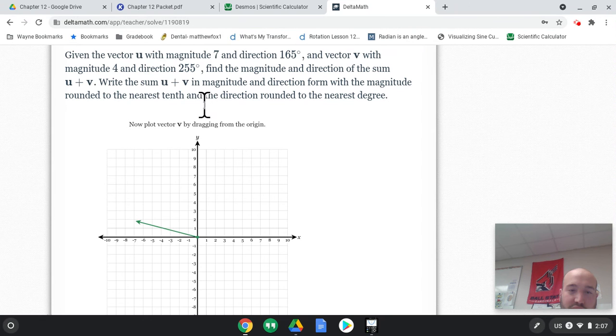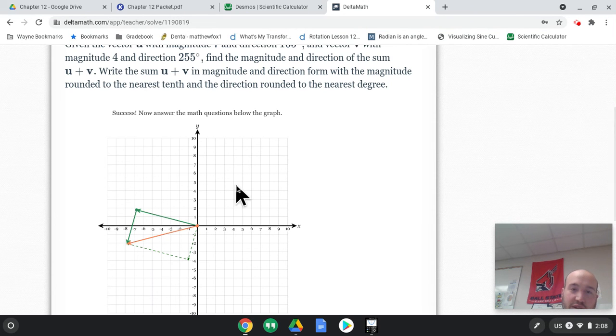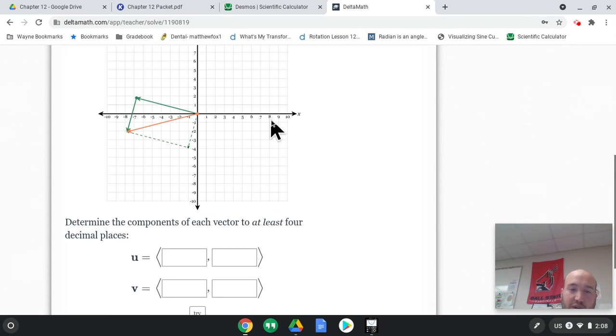That's magnitude of 4, direction 255. So we know that's somewhere down here. Let's see. It's kind of hard to see because it's blocking it. Somewhere around there. Okay. Now all I have to do is just drag one of the vectors so you can show adding it. So I move it over here. And now I have to drag from the origin to that point. Okay. At this point, it says now answer the math questions below the graph.